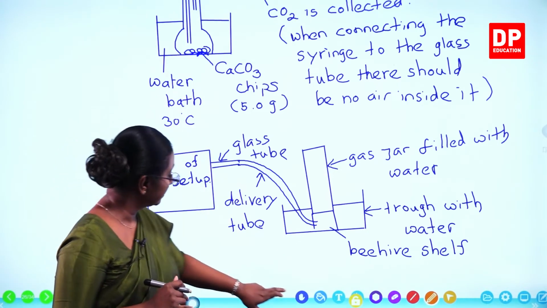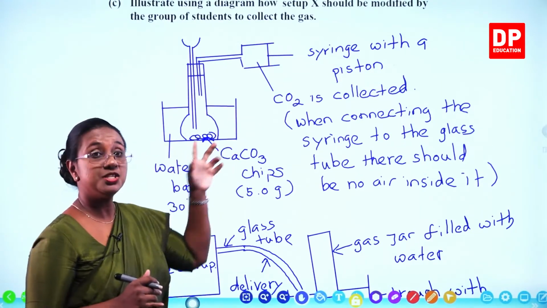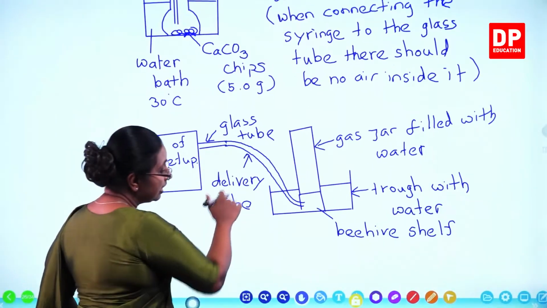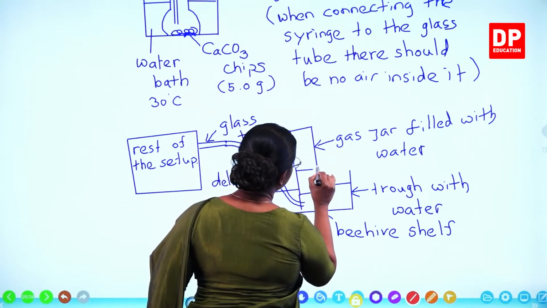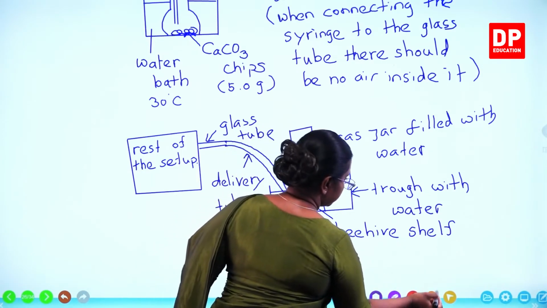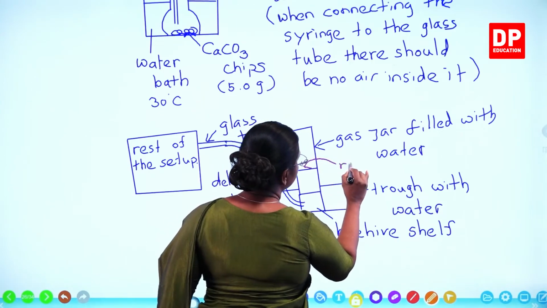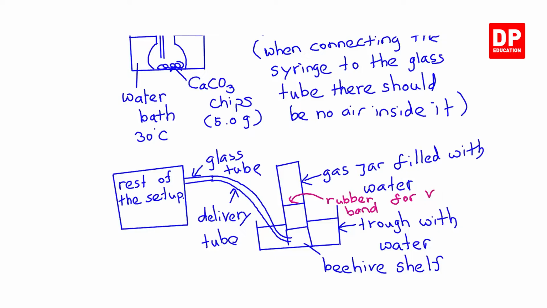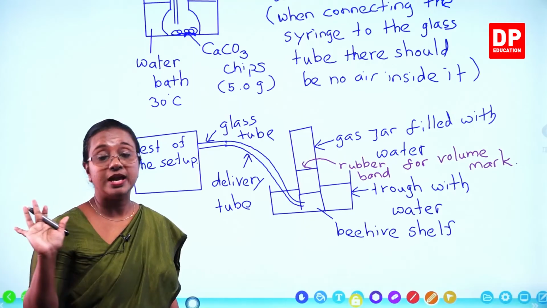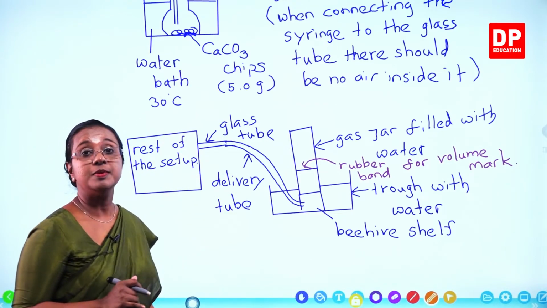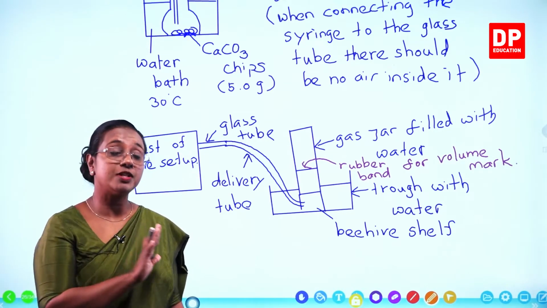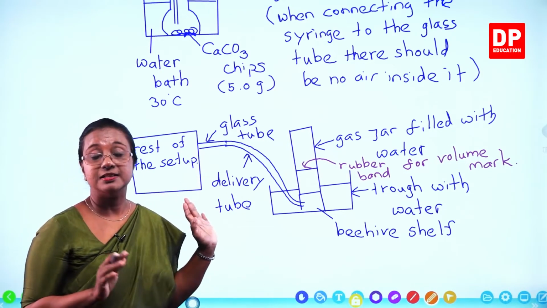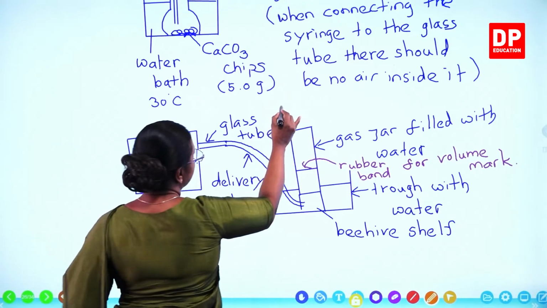You can either use the first method that I have shown there, where you use a syringe, there you can fix the volume. The same way, here also you can fix the volume. You can put a rubber band up to this point, for volume mark. Then you can easily fix the volume, collect the gas up to there and measure the time taken. So this method or the previous method, whatever is easy and needed for the particular activity. You can draw just one method, that is more than enough.